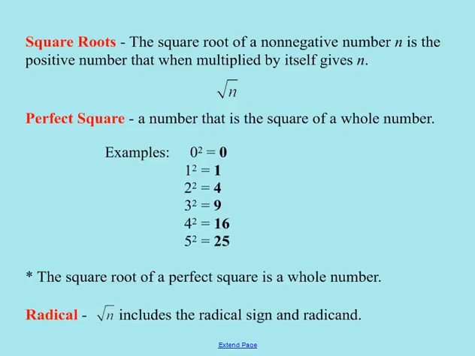It's important to note that the square root of a perfect square is a whole number. For example, as I showed above, the square root of 4 is 2. Because 4 is a perfect square, the square root of 4 is a whole number, 2.